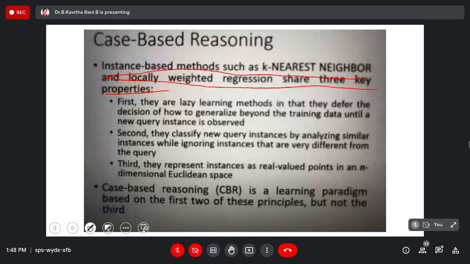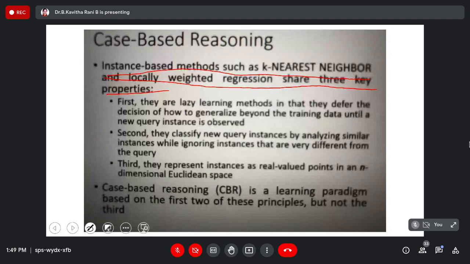All these are nothing but lazy learning methods. That means processing does not start until a new instance is given. They will just store the data, and when a new instance is given, only then will they compare the old data with the new data. They observe the existing one with the new one. That's why they are called lazy learning methods. This is the first one.